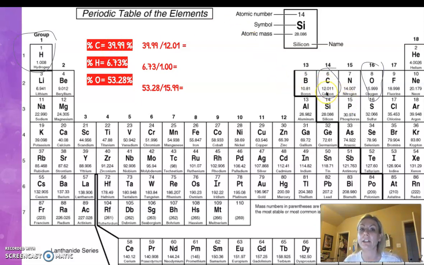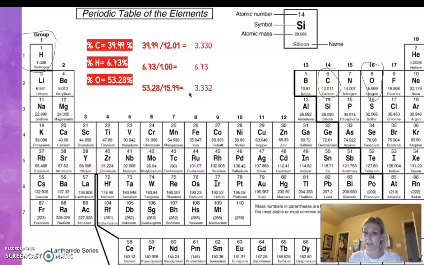I go over here and I look, and my mass is 12.01. For hydrogen, I gave you 6.73%. I'm going to divide that by the mass on the periodic table, 1.00. And for oxygen, I gave you 53.28. I'm going to look at the mass right here, it is 15.99. So I'm going to divide by the mass on the periodic table. Okay, that's it so far.